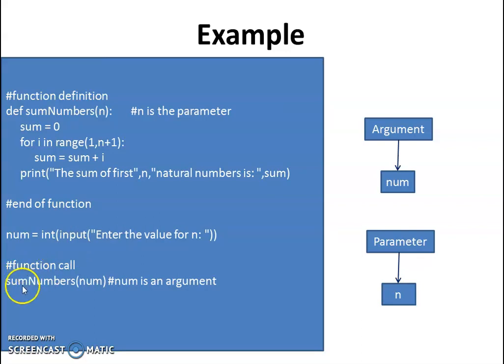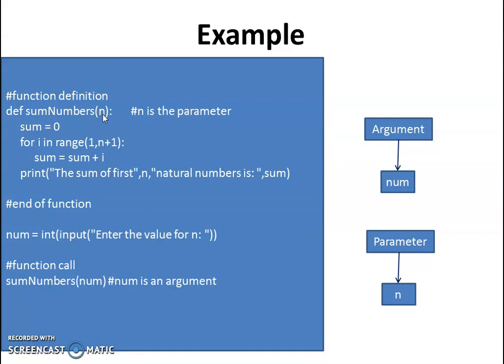To call a function we write the function name, and then here we are passing one value, num. Whatever the user enters will be stored in the num variable, and we are passing this num to this function. So here this num is an argument, and whatever value num holds will be passed to this parameter n.